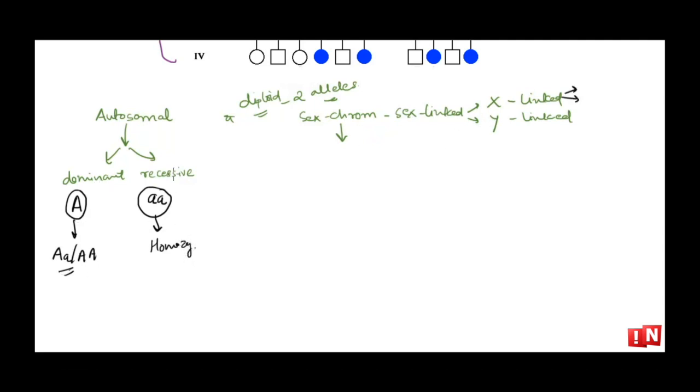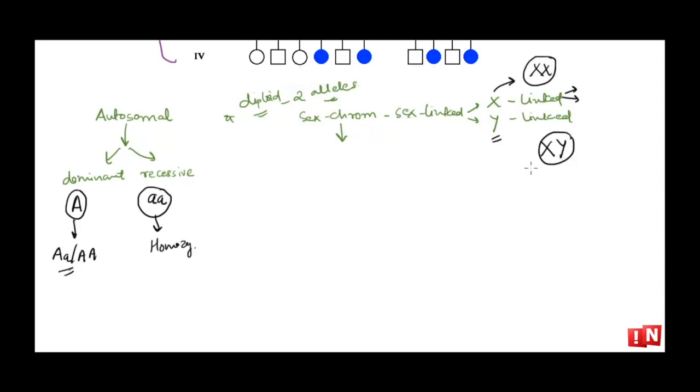Similarly, this dominant and recessive can also be there in sex linked, but it will be there only for X linked, right? Because X is the only chromosome that is going to be present in a pair in case of female, right? Y is not present anywhere in a pair. It is only in male, and that too only one copy is present.